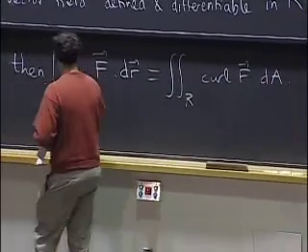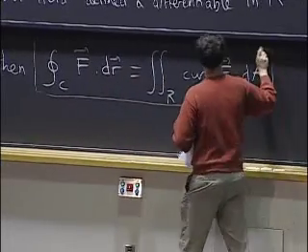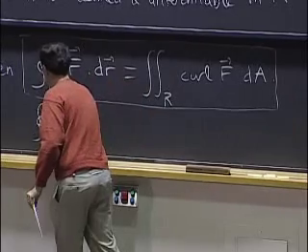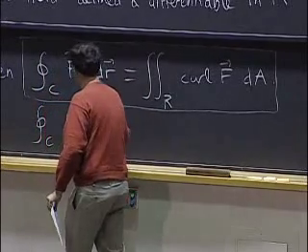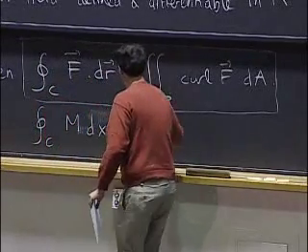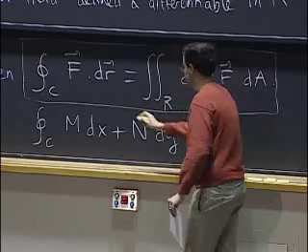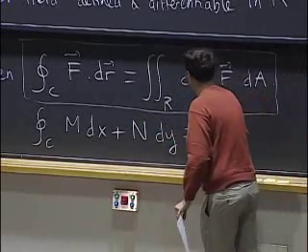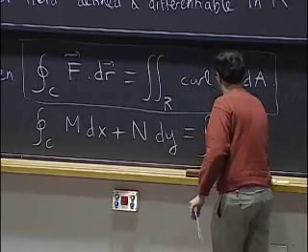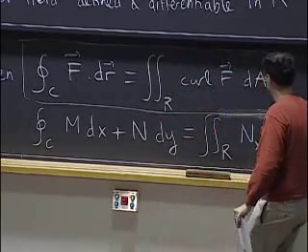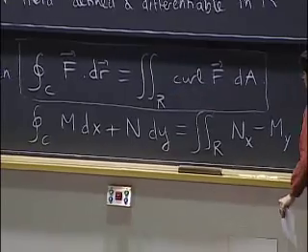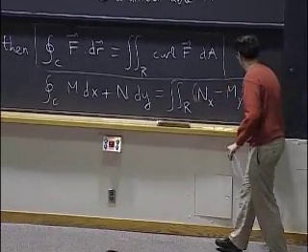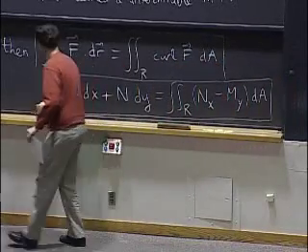Okay, so that's the conclusion. And if you want me to write it in coordinates, maybe I should do that. So the line integral in terms of the components, that's the integral of m dx plus n dy. And the curl is n_x minus m_y dA. Okay, so that's the other way to state it.